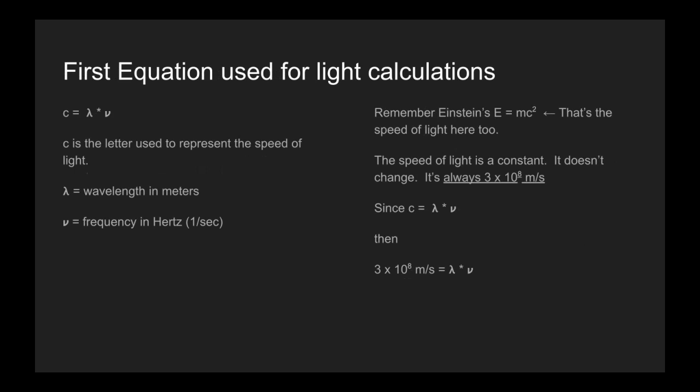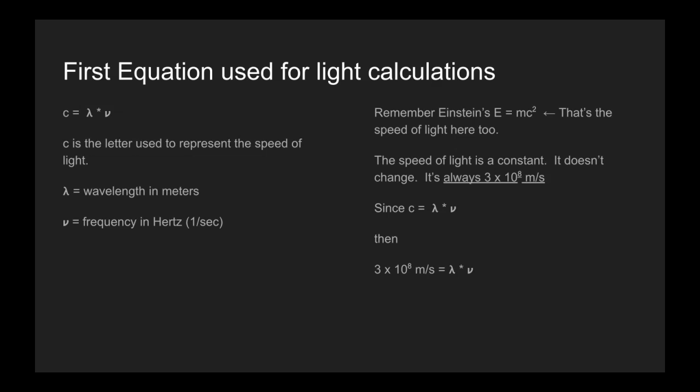Okay, here's our first equation that we use for light calculations. It is c equals lambda nu. We've defined what each one of these are, c and lambda and nu. But please realize c, the letter c, is used to represent the speed of light. That number, 3 times 10 to the 8th meters per second, is always going to be 3 times 10 to the 8th meters per second. That's what c is represented by.